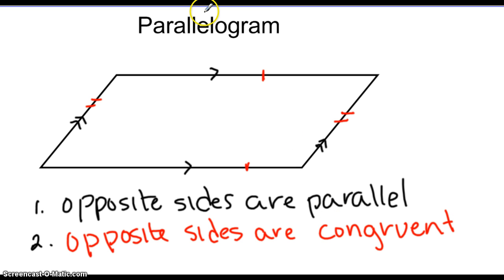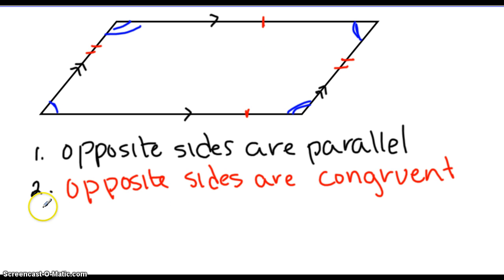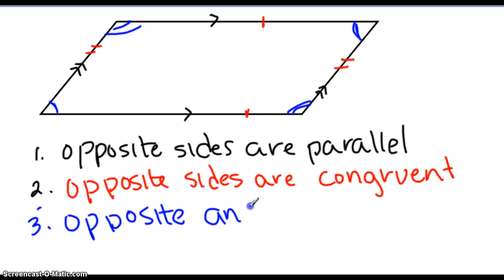And the next property about a parallelogram is that the opposite angles, this angle and this angle, are congruent, and this angle and this angle would be congruent. And if you remember, that comes from parallel lines. These have to be supplementary, so do these, and so it ends up opposite angles are congruent. So instead of opposite sides, it's opposite angles.